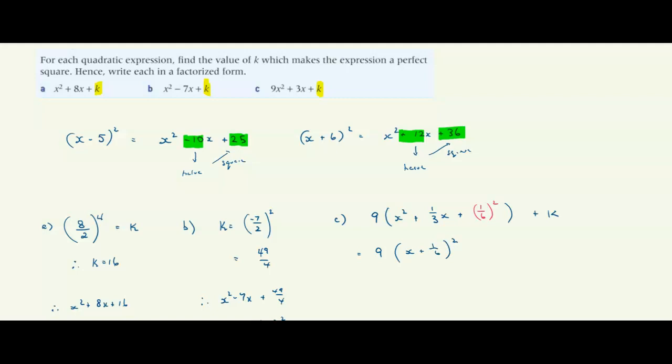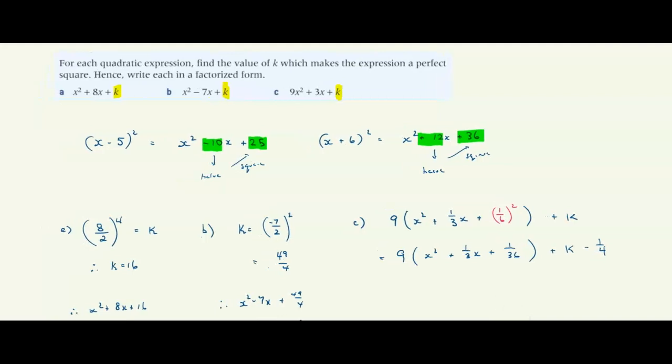But what happened there is, actually I'll come to that step in a second. What happened here is that this is 1/36. So I've got 9x squared plus 1/3 x plus 1/36. But now what I've done is I've added in 9/36, or a quarter. So I've got my plus k on there, but because I've added 9/36, I have to subtract 1/4.